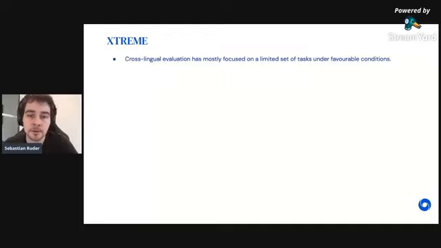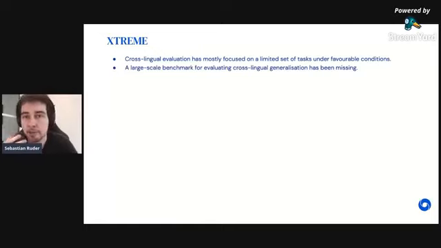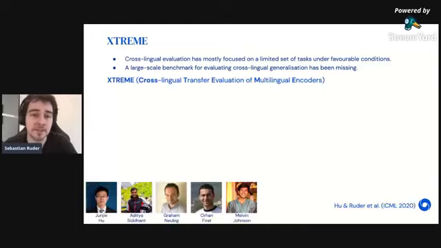This benchmark was necessitated, or we found it useful to introduce it, because we've observed that most of the previous methods in this area have typically been evaluated on just a small number of tasks, typically only classification tasks, and often under more favorable conditions, so looking at similar languages or similar domains. A benchmark to actually assess how well these methods generalize to a larger set of circumstances, to more distant languages or more diverse tasks, has so far been missing.